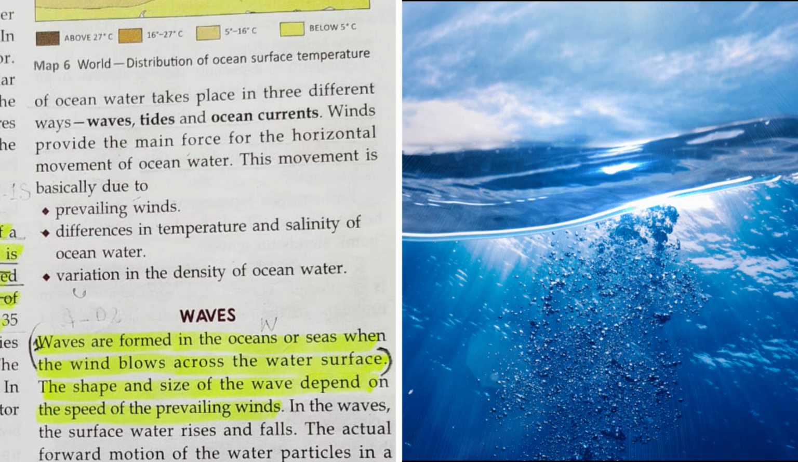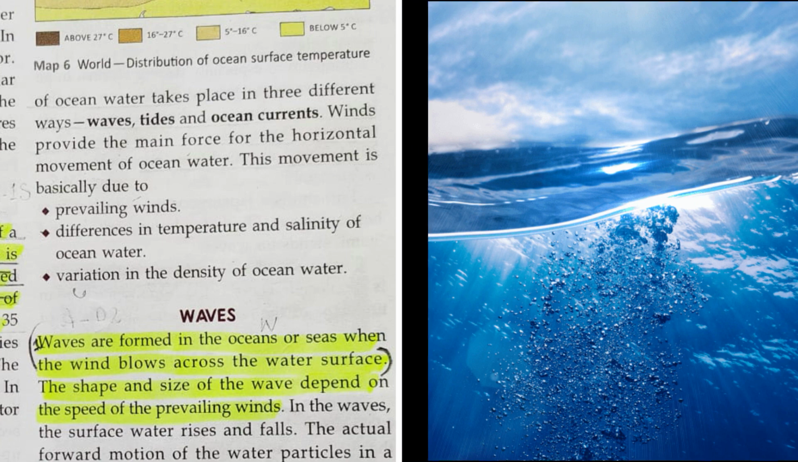Next topic is circulation of ocean water. The water in the ocean is continuously moving, and the movement is generally in three ways, and they are waves, tides, and ocean currents. Wind provides the main force for the horizontal movement of the ocean water. The movement is basically due to three reasons. First is prevailing wind. Second, difference in temperature and the salinity of the ocean water. And the third reason is variation in the density of ocean water.